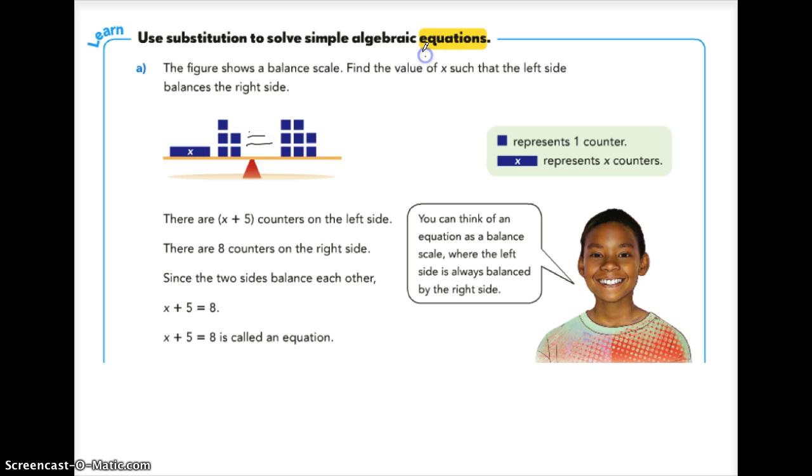Okay, so remember that comes from equal. You can think of an equation as a balance scale where the left side is always balanced by the right. Same thing as what I just said. Make sure you copy this down, and we're going to use substitution in this first method. Here's the next slide.